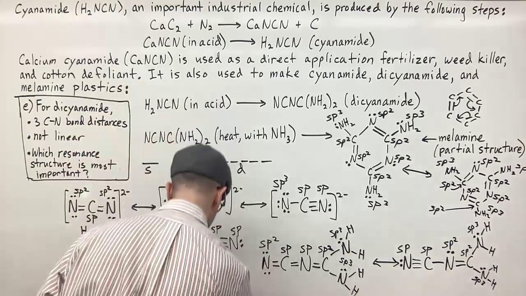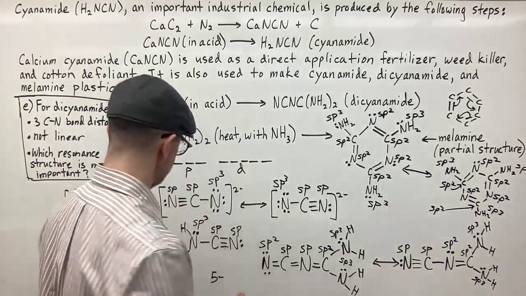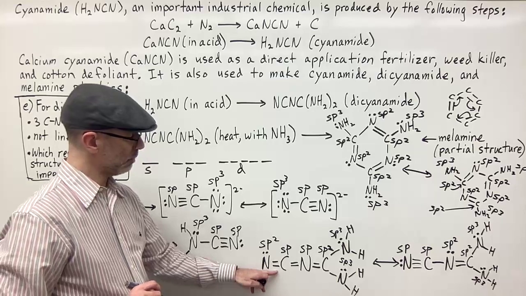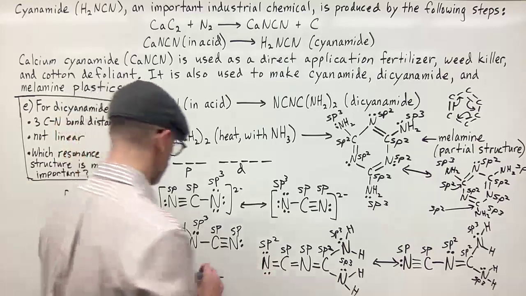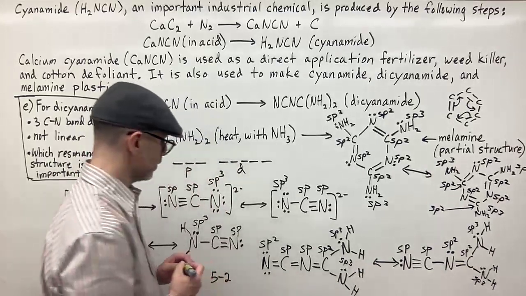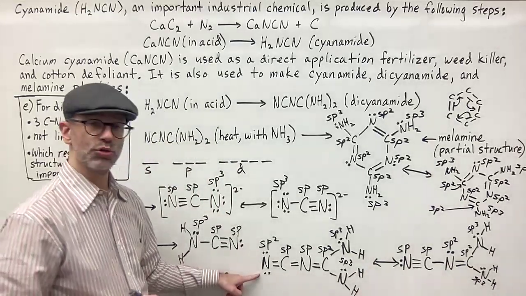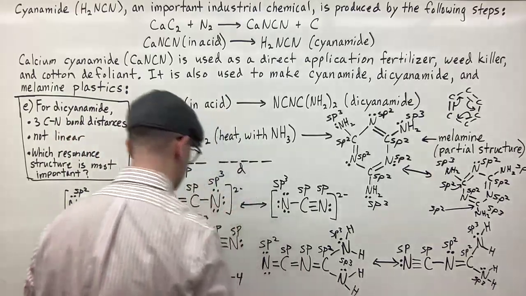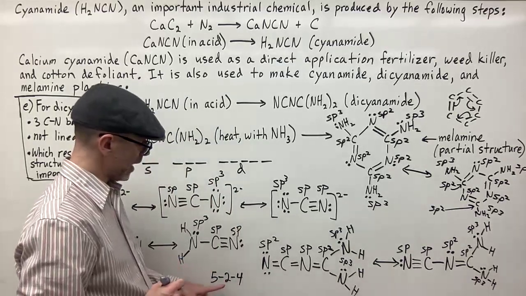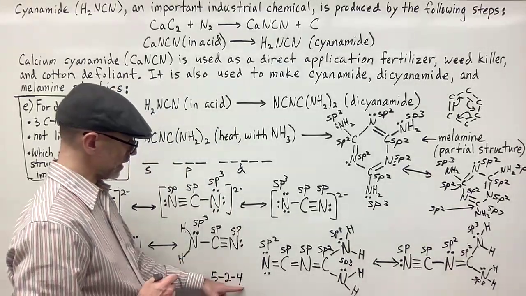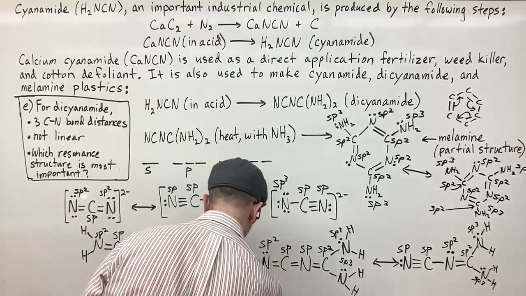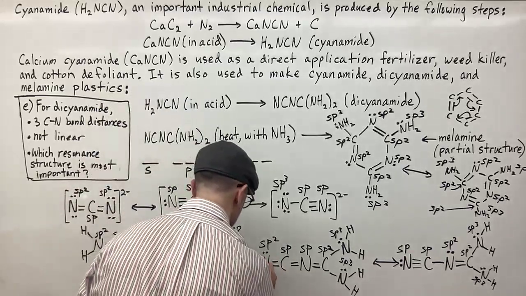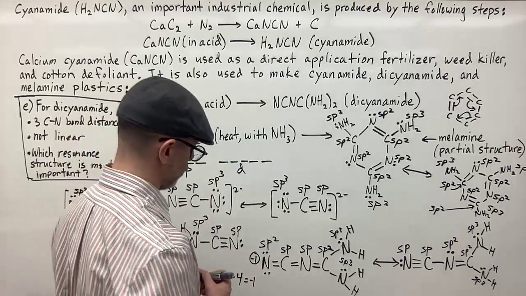So if we do the math, we'll take 5 valence electrons, and then we're going to subtract 1 electron for each of the bonds. We have 2 bonds here, so we're going to subtract out 2. And then the nitrogen has 2 lone pairs, so that's 4 electrons. So we're going to subtract out 4 electrons there. So 5 minus 2 minus 4, that's going to be minus 1. So the formal charge on this is going to be a minus 1 for that nitrogen.